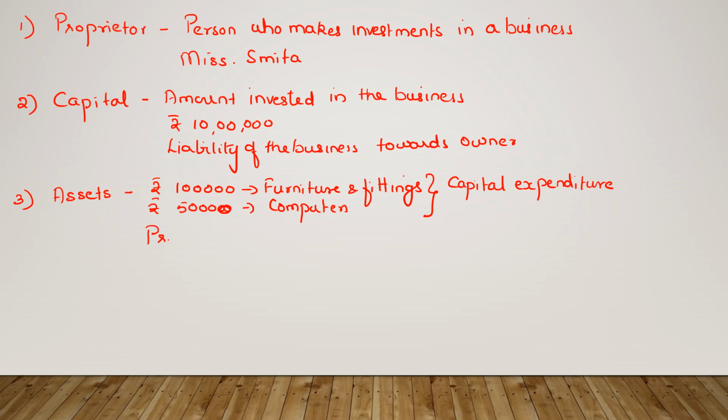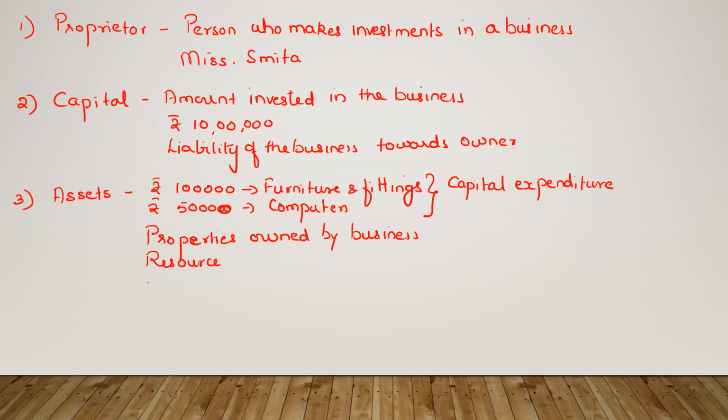It is nothing but the properties owned by business. Now the business owns furniture and fittings worth 1 lakh and computers worth 1 lakh. It is the resource of the business. Using this, business is going to be carried on.